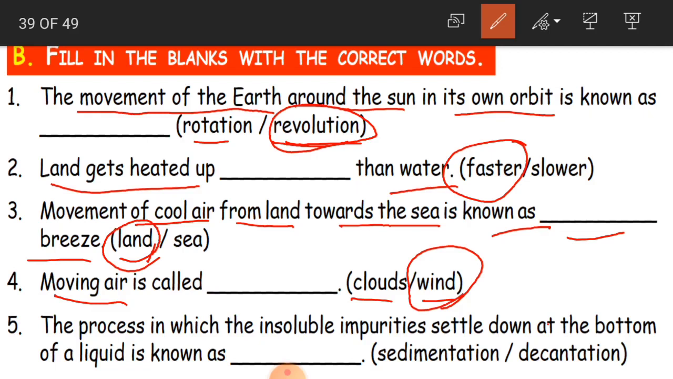Okay, children. And the fifth question is the process in which the insoluble impurities settle down at the bottom of a liquid is known as. See here, children, the process in which the insoluble impurities, that sand type of insoluble impurities, settle down at the bottom of a liquid. So what is this process known as? Either sedimentation or decantation. And the answer is sedimentation.